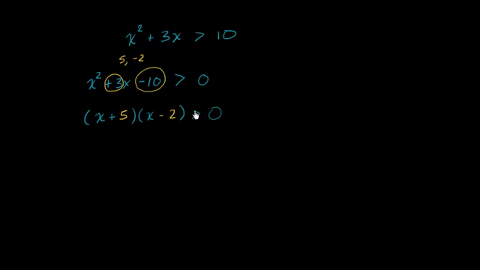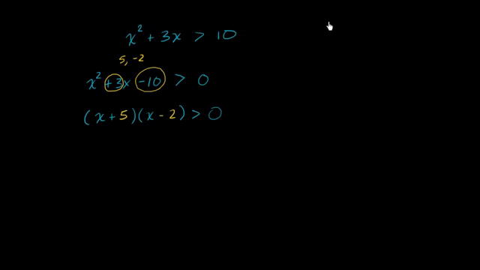Now, if this was an equality here, we would say, okay, well, how do we get this equal to 0? If either of these things were equal to 0, then this entire expression would be equal to 0, because 0 times anything is 0. But we don't have an equality here. We have a greater than symbol. So let's think about how we could reason through this. And I'll do a little bit of an aside here.